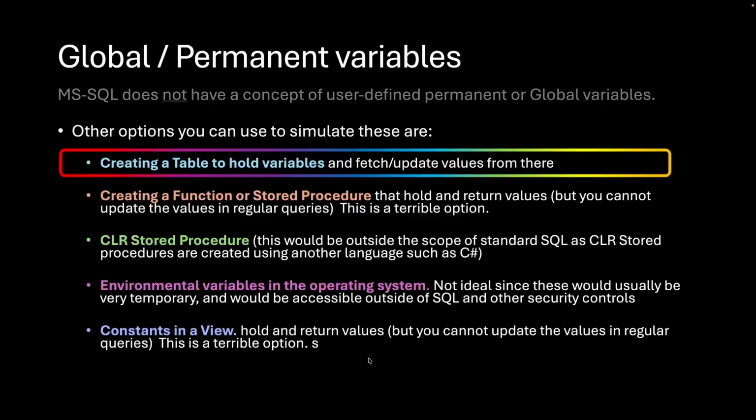You could create a constant in a view. Honestly, this is the exact same as doing the function or stored procedure option. You're just building a constant into a view. It's still code. You'd still need to go update it manually in the code, stuff like that, right? Again, I think your best option for storing global variables is to just create a table and store your values in that table and pull them out and put them in and update them as you need them, okay?